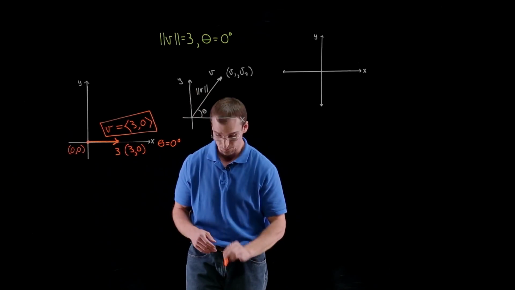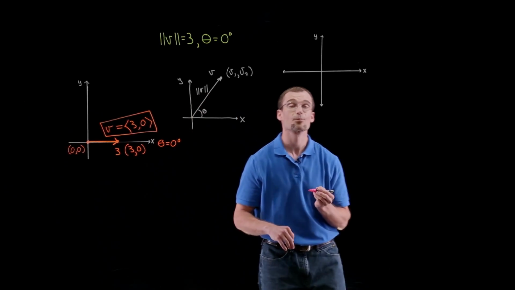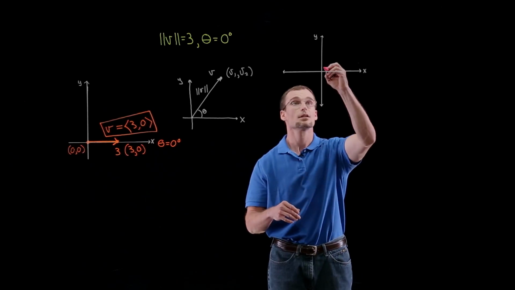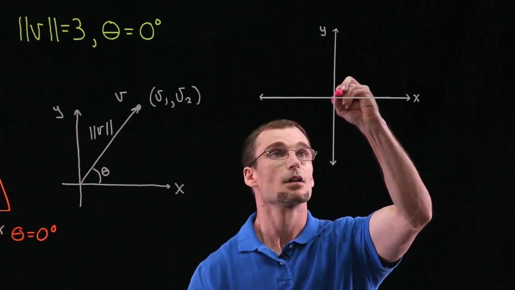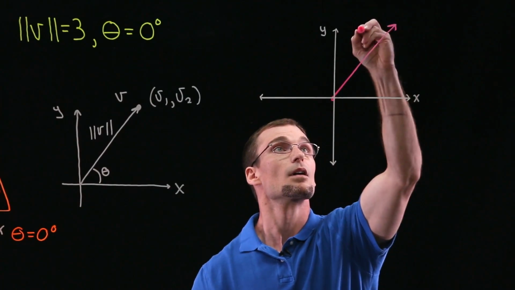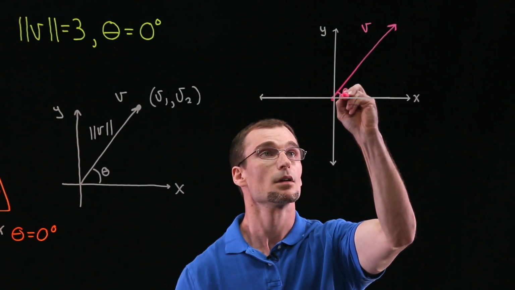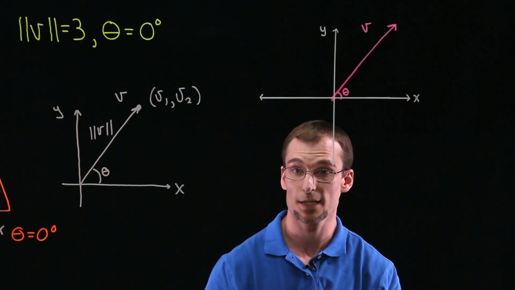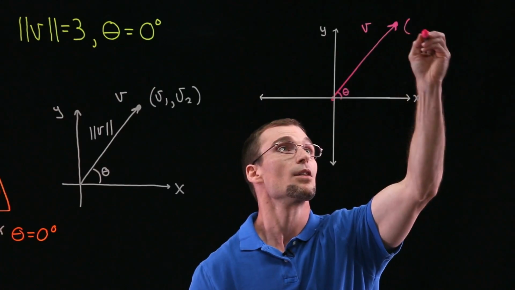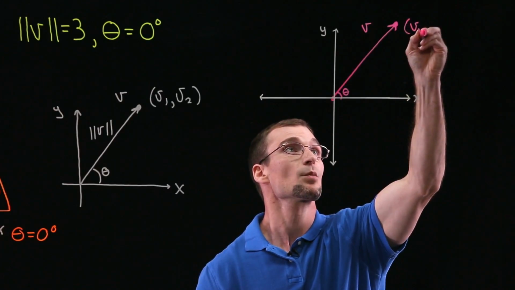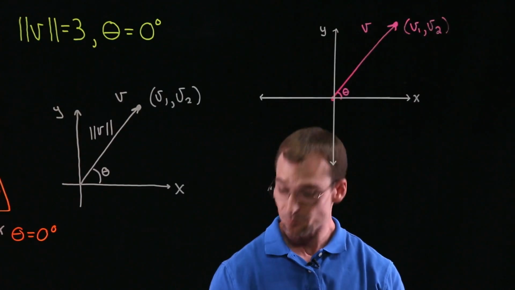Let's take a look at a different way. Again, let's consider some vector, call it v, making some angle theta with the positive x-axis. Again, what we're looking for is essentially the coordinates of that terminal point, v1 and v2. So how can we find that?